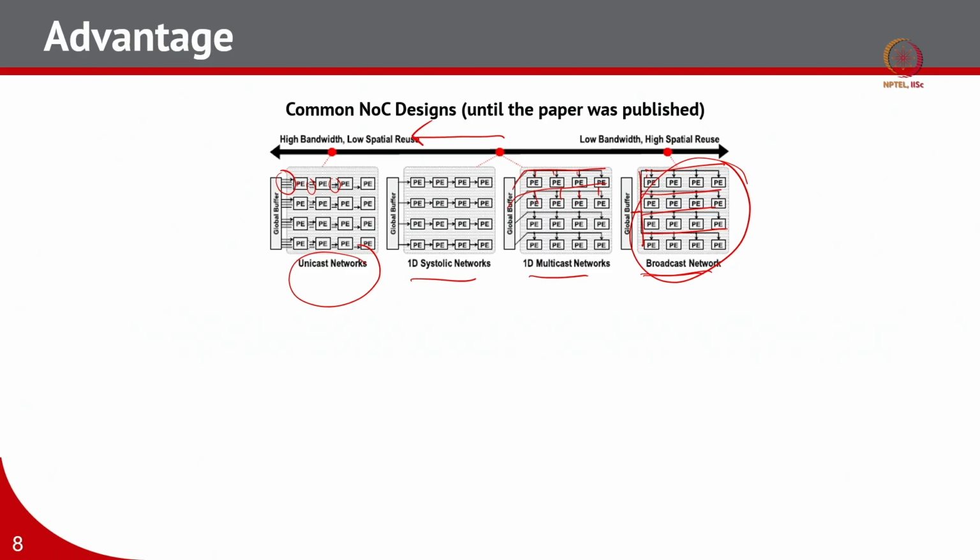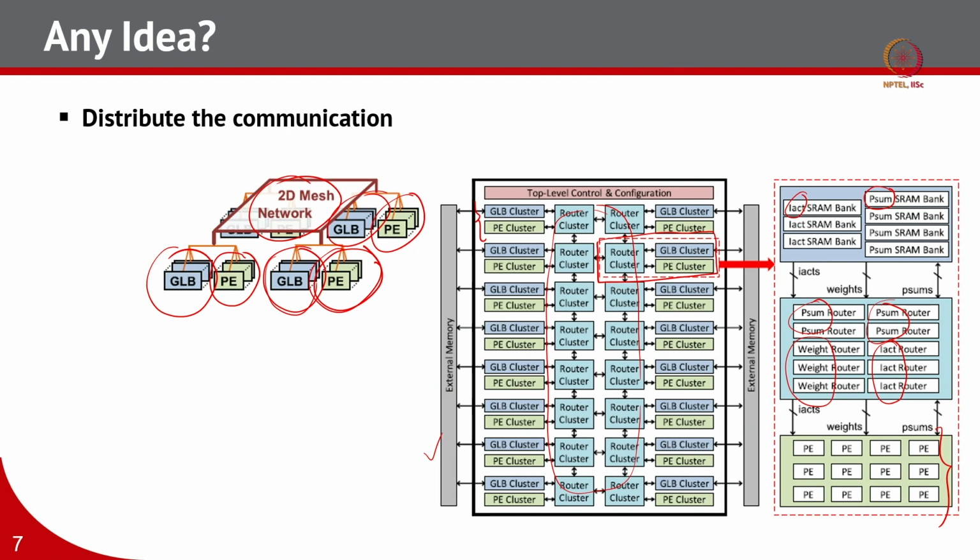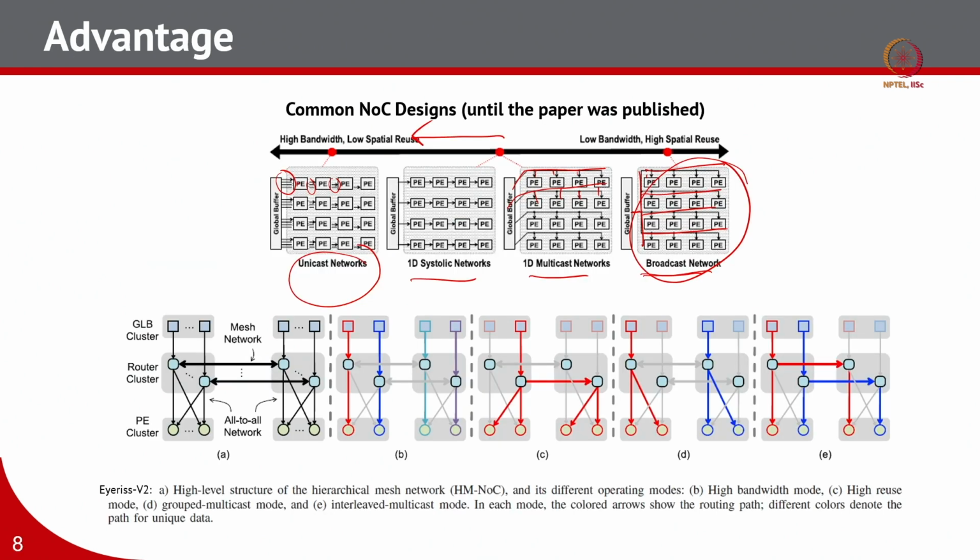If you remember in the previous slide, I was showing that some router is responsible for routing the PSUM, some router is responsible for the weights, and so on. Since we have different routers as well as different memory or SRAM banks for different types of data, this kind of reconfigurable NOC or reconfigurable data flow can be enabled in the hardware.